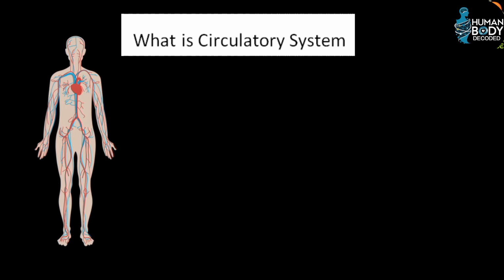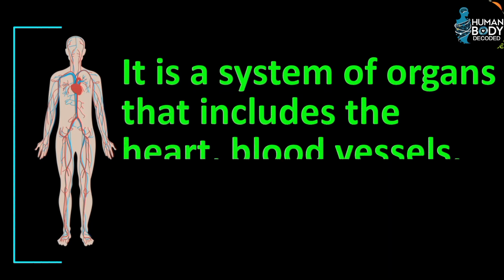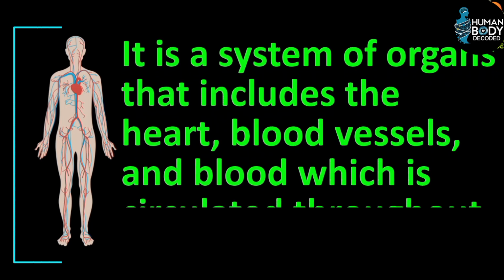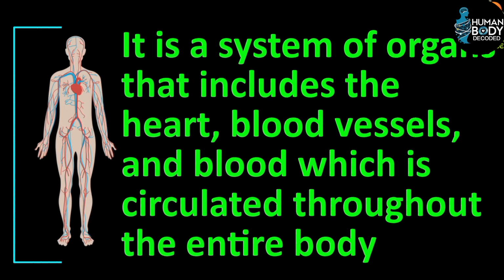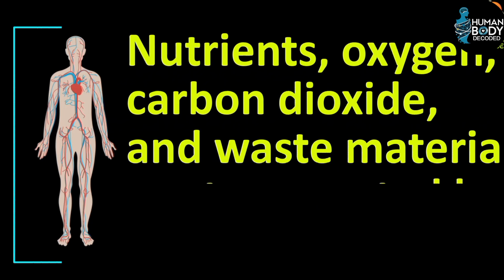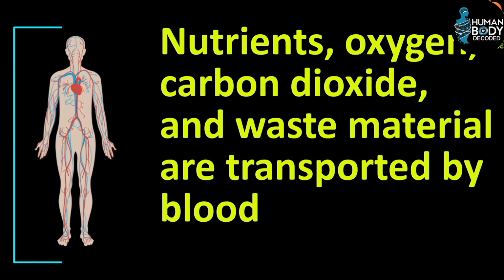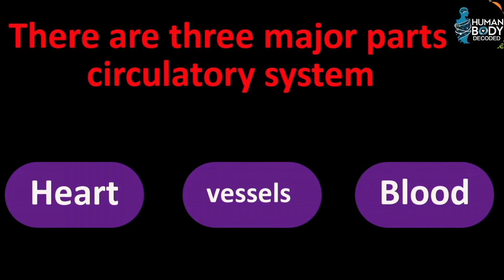The circulatory system is a system of organs in the body which includes the human heart, blood vessels, and blood. It circulates substances throughout the body. This circulation includes nutrients, oxygen, carbon dioxide, and waste material, and it is transported through the blood. Now, this circulatory system has three major parts, which are the heart, blood vessels, and blood. Now, what is the function of these three?